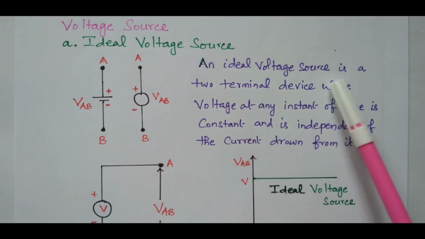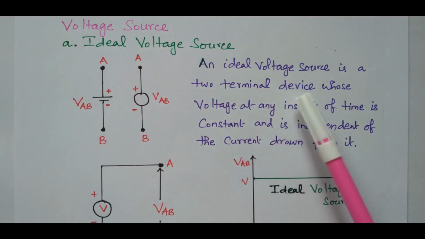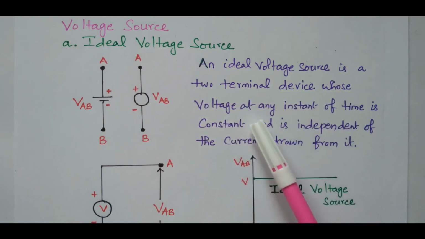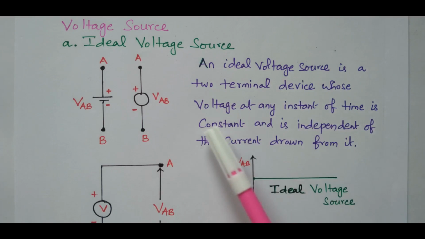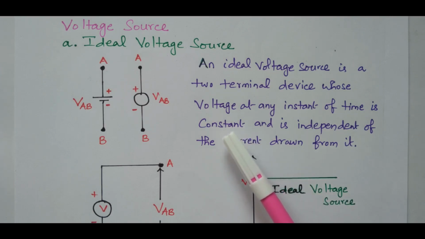An ideal voltage source is a two-terminal device whose voltage at any instant of time is constant and is independent of the current drawn from it. So the voltage is always constant. It will not vary with the current drawn from it. Whether the current drawn is more or less, the voltage will be constant in case of an ideal voltage source.